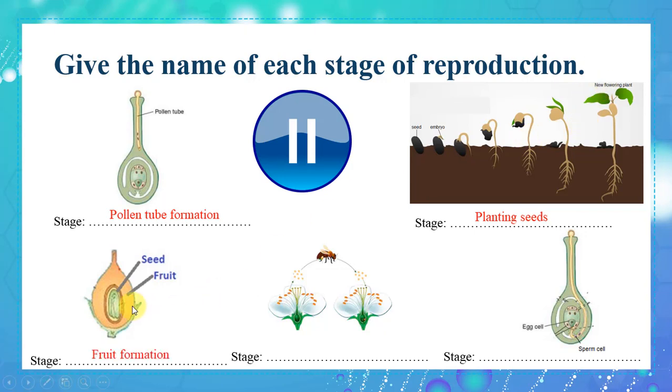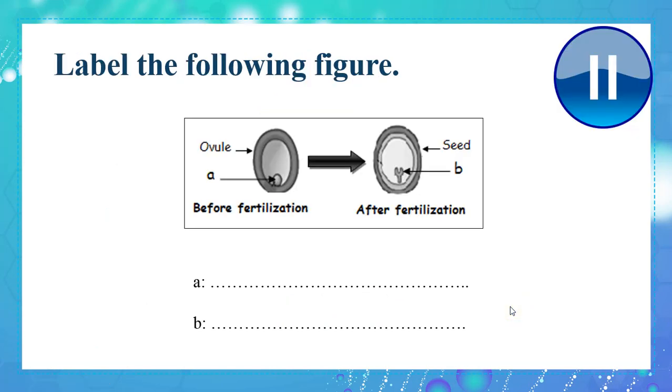This is fruit formation. A seed and a fruit are produced. This is pollination. Pollen grains are transferred by an agent, which is an insect, a bee. This is fertilization, union of a sperm cell and egg cell inside the ovule. Now let's pause the video again to label this figure.